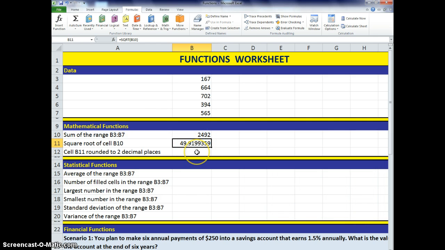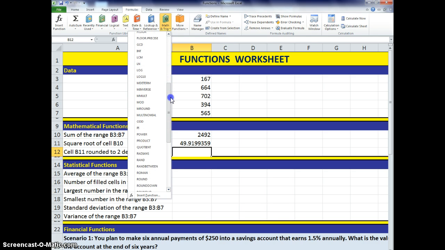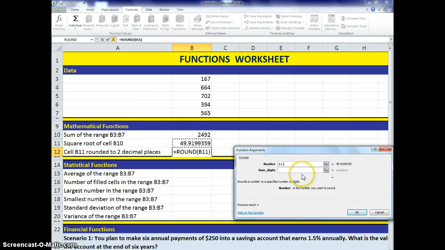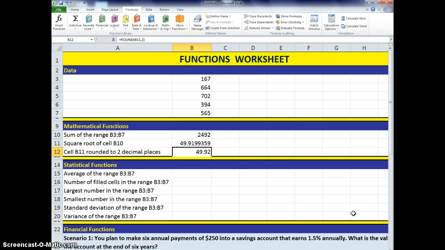Now we need to round this to 2 decimal places. Well, guess what? That's also a function. When I round it, I should have 49.9 something. I know you know. 2, right. Emily said 2. She had it right. So that's a math function. Math and trig, alphabetical order, ROUND. Round this number by 2 digits. 2. Click OK. We got it. 42.92. Real good. So if your numbers are matching mine, you're in great shape.